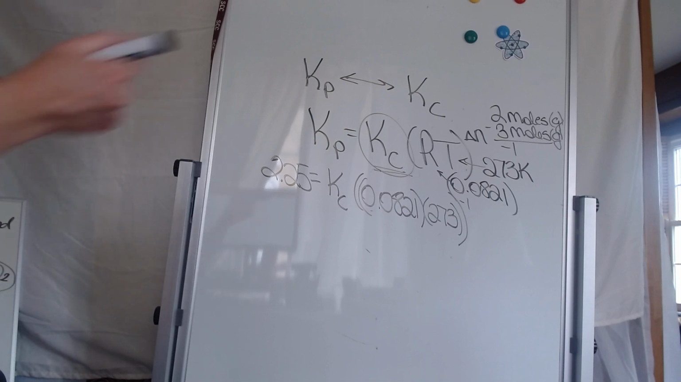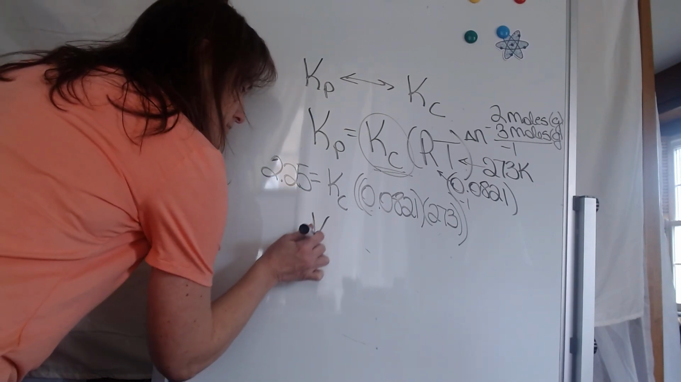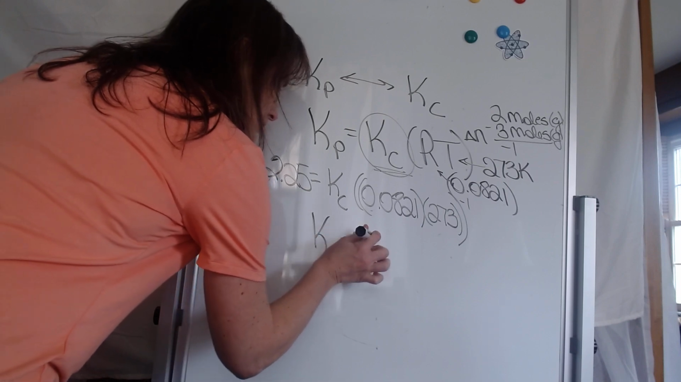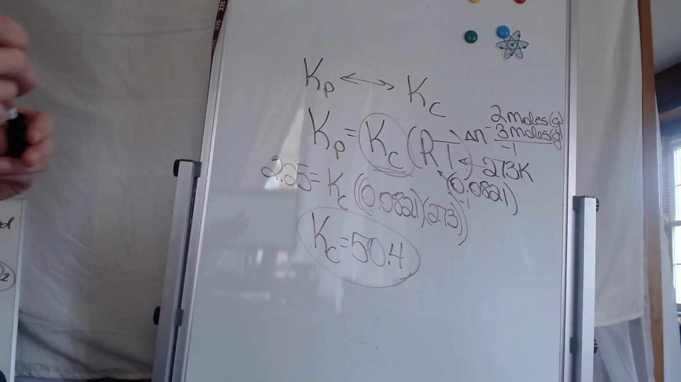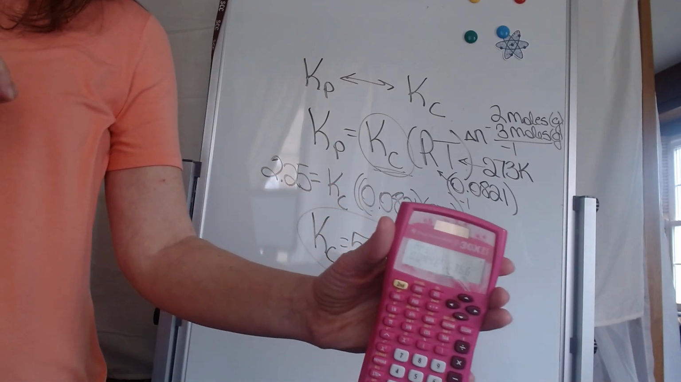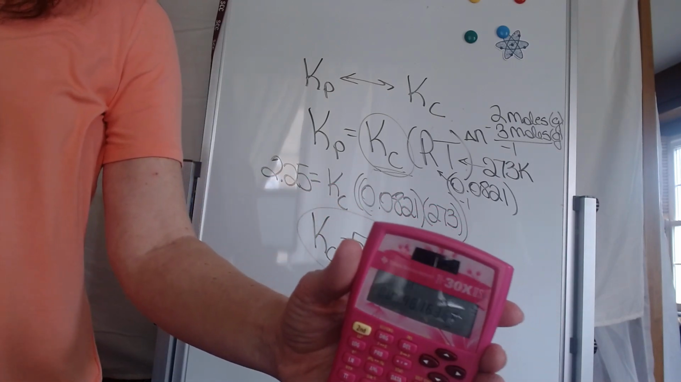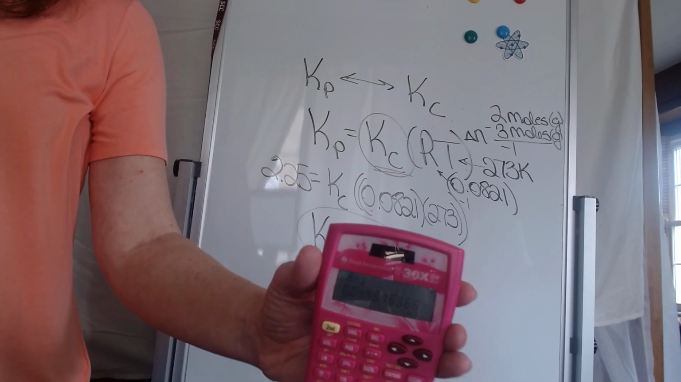Okay, I got 50.4 as my value. And I'm just going to double check and do the math again. So 0.0821 times 273, and then I'm going to raise that to the -1 power. And then I'm going to divide that, which is a really small number. I got this as the answer to that problem. So that's what I got for here.